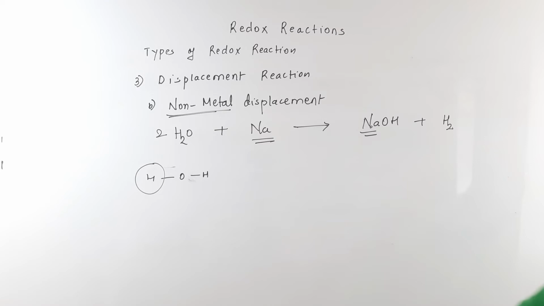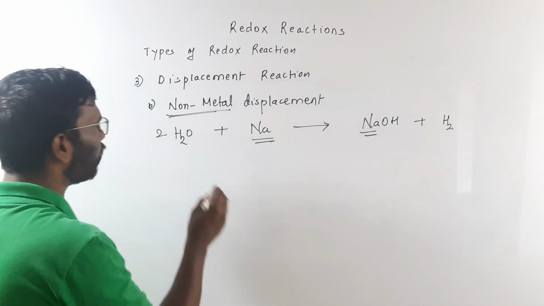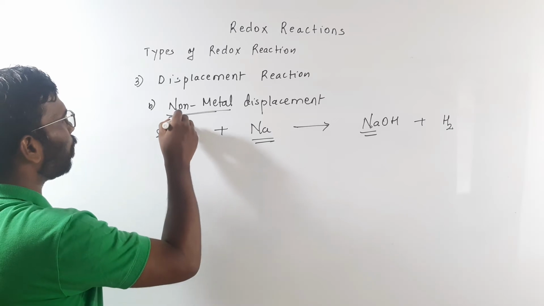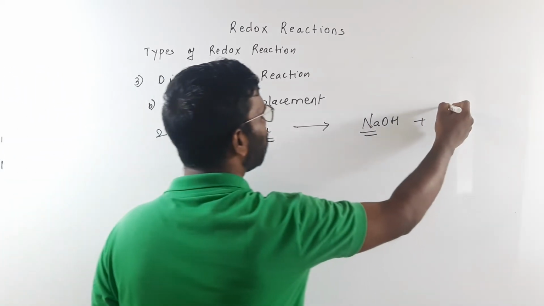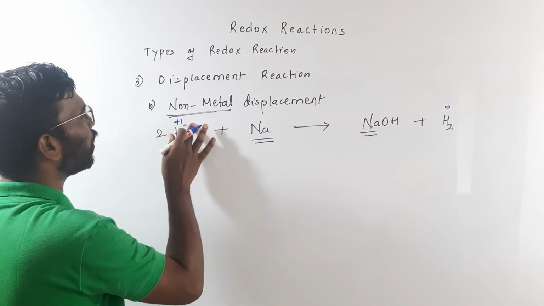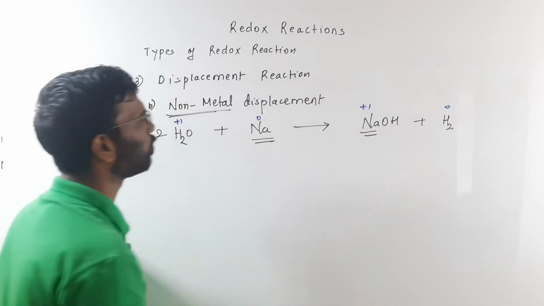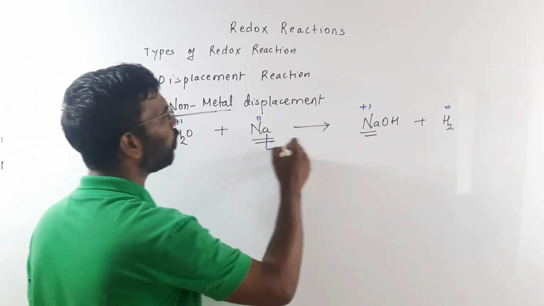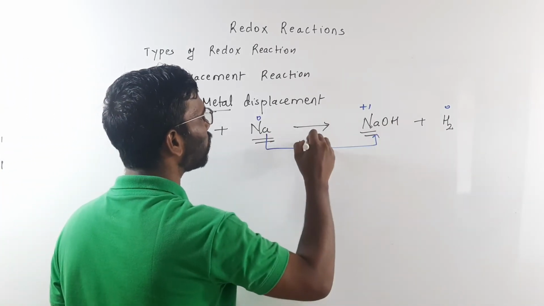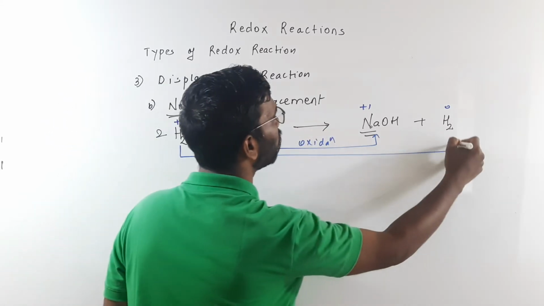With respect to the oxidation state, again you can find that hydrogen is in +1 oxidation state, changing to 0. Oxygen was in -2 and is still in -2, but sodium was in 0 and has changed to +1. So there is an oxidation of sodium, and the reduction of the hydrogen.